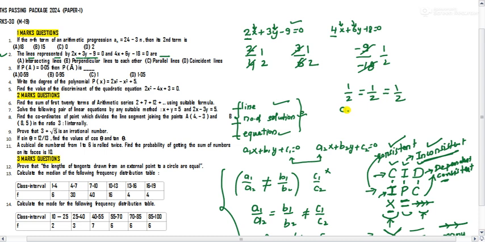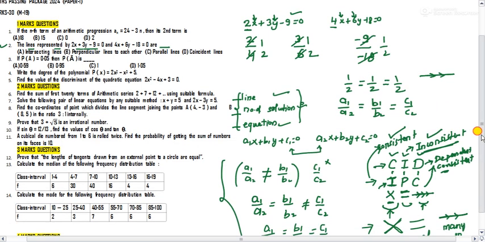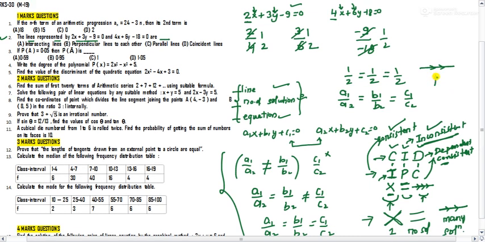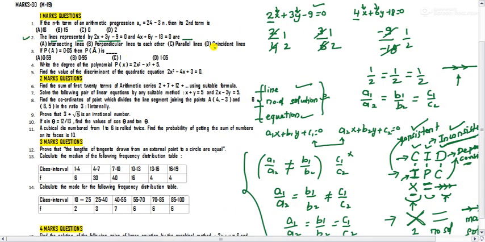So it is the third case: a1 by a2, b1 by b2, and c1 by c2, all of them are equal. It means it is which type of line? Can you answer? Coincident. Yeah, coincident line. And if the question was to tell how many solutions it has, it has many solutions. And if the question was what is the name of the equation, it is dependent and consistent. Got it?